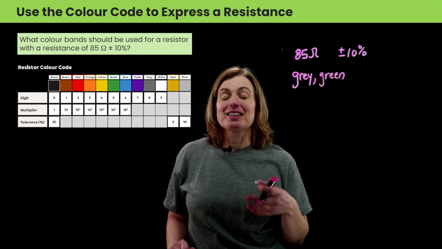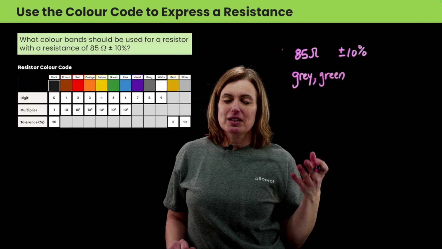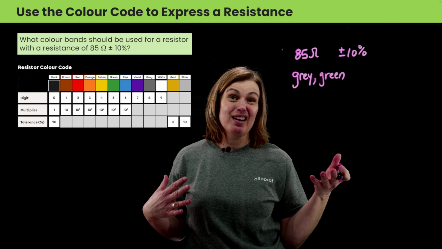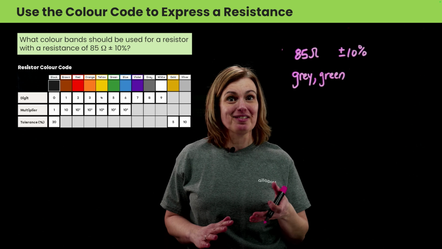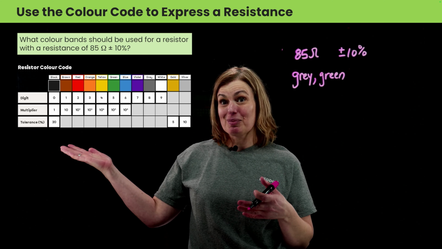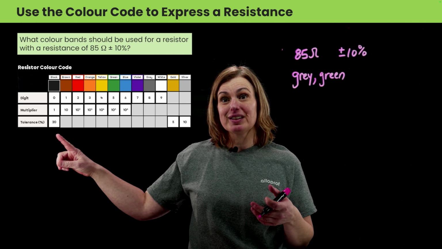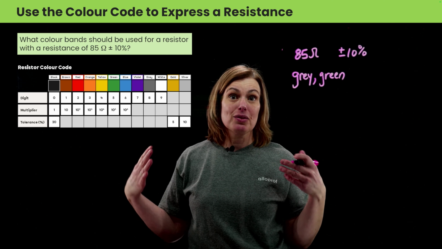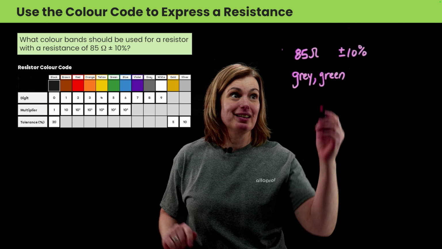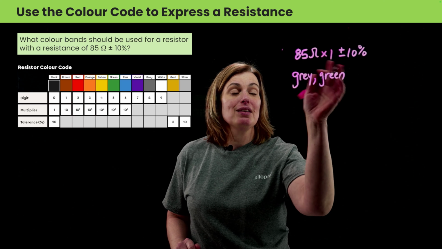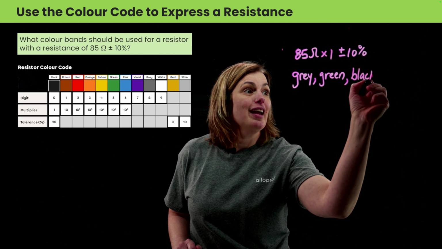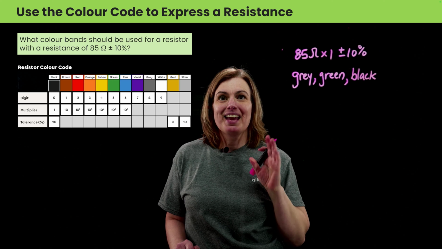Now we get to the multiplier. And I've got to ask myself, well, what times 85 is going to give me 85? And really, if I take a look at my options for the multiplier, the only one that's going to do that is a multiplier of 1, which means that my third band must be black. So that means I multiply 85 by 1, it gives me 85, and I have a black band.